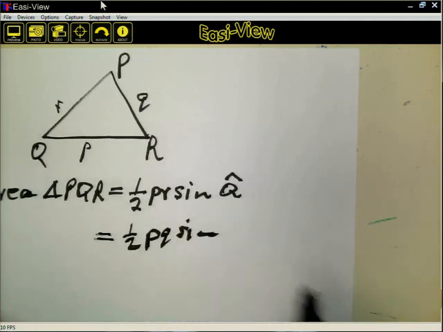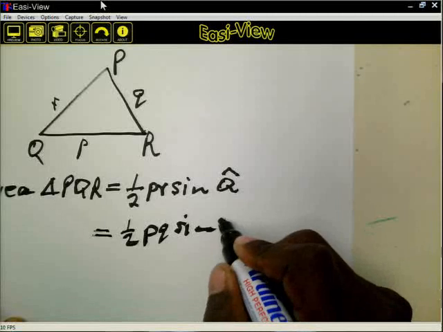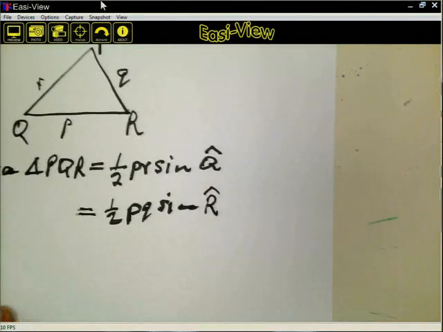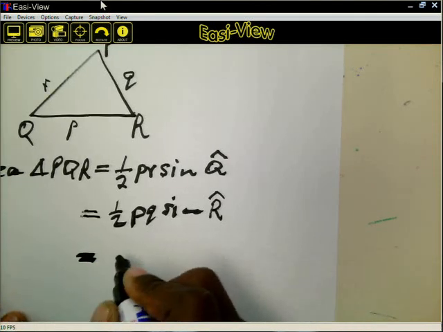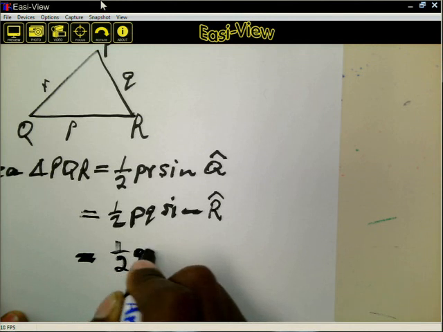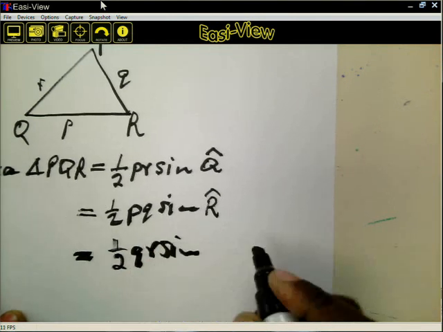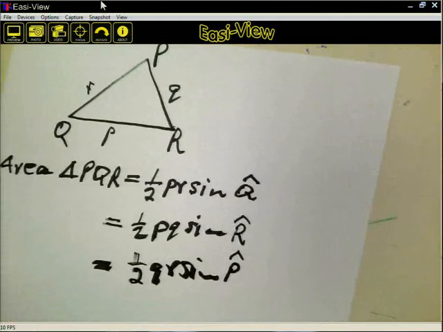But now the angle made up by P and Q is R. This would be the included angle. And finally, you could have been given Q and R, then you have half QR sine P. By the way, convince yourself that this is correct.